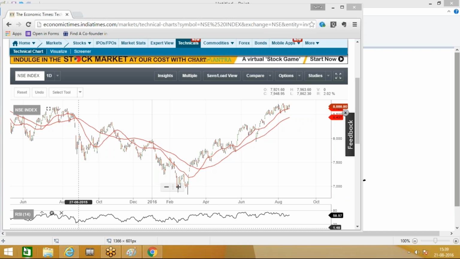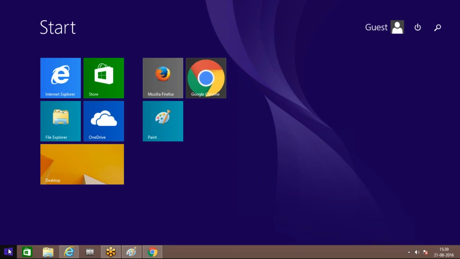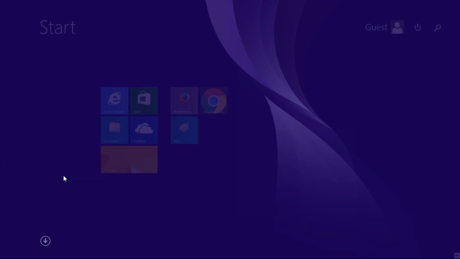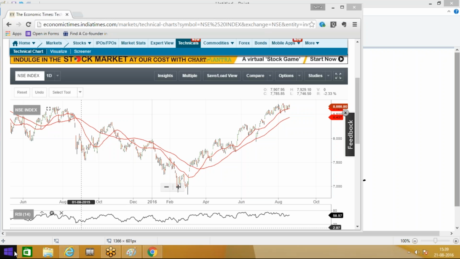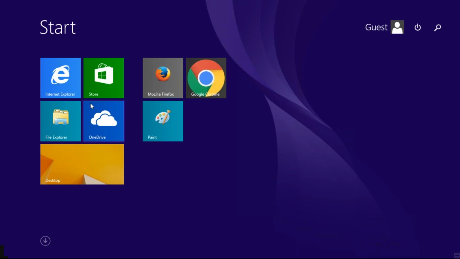I'll just give you a brief kind of a shortcut tool for you to understand the Fibonacci numbers. Just give me a minute. I'm trying to open Excel. Let me see where it is.